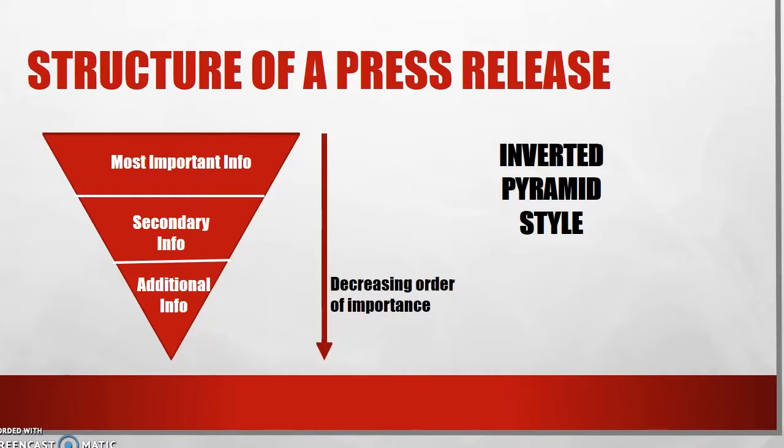Commonly, news stories are structured in the inverted pyramid style, that is, placing the most important information at the beginning of the story, followed by the secondary information, and finally the additional information at the end. Such a structure enables even the hurried reader to get the gist of the story, even when one is not able to read the entire article.